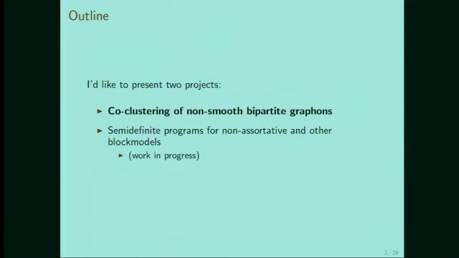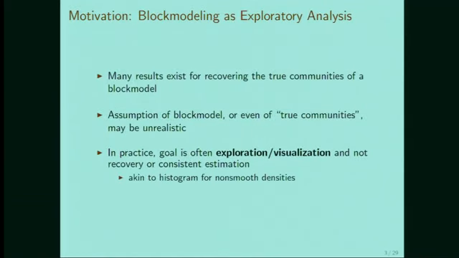So the first one is co-clustering of non-smooth bipartite graphons. The motivation is that a lot of results exist for recovering the true communities of a block model. We understand that very well. However, in real data, the assumption of a block model, or even just assuming that there are true communities that you can recover, is probably unrealistic and doesn't really match current practice.